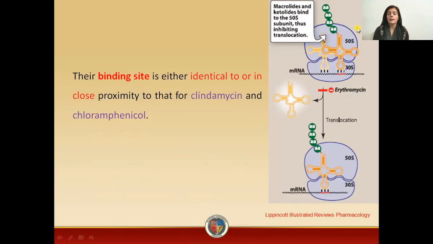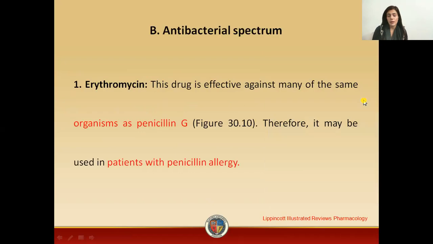The binding site is the 50S ribosomal unit. As you remember, we have discussed that chloramphenicol also binds to the 50S ribosomal unit, but in case of these drugs, the binding site is different from clindamycin and chloramphenicol. And the other difference is that these macrolides bind irreversibly to the 50S ribosomal unit, while the chloramphenicol binds reversibly with this 50S ribosomal unit.